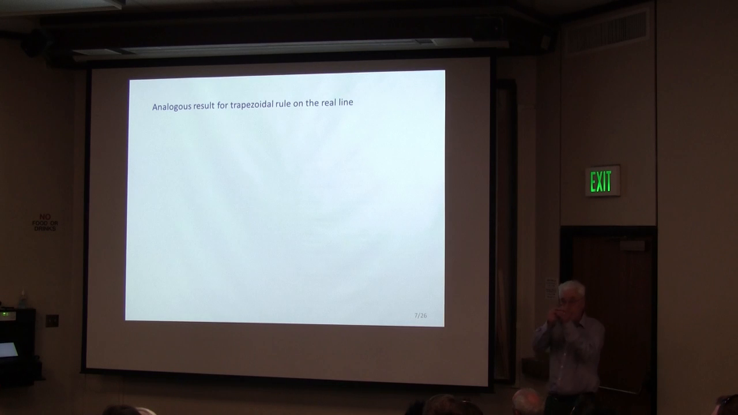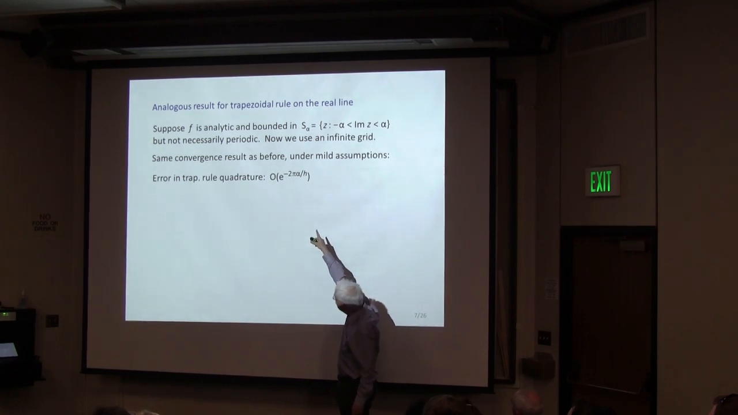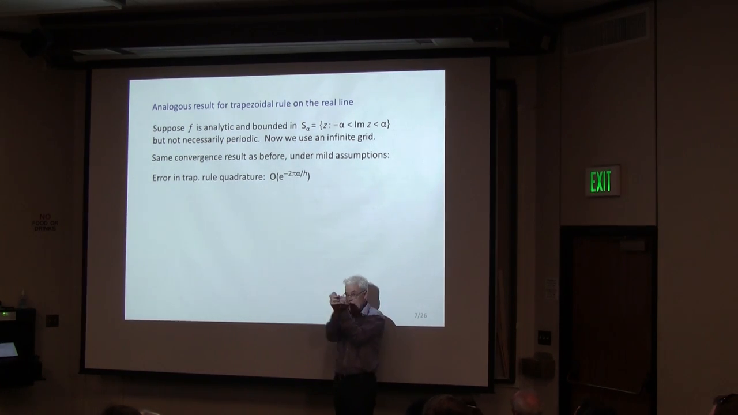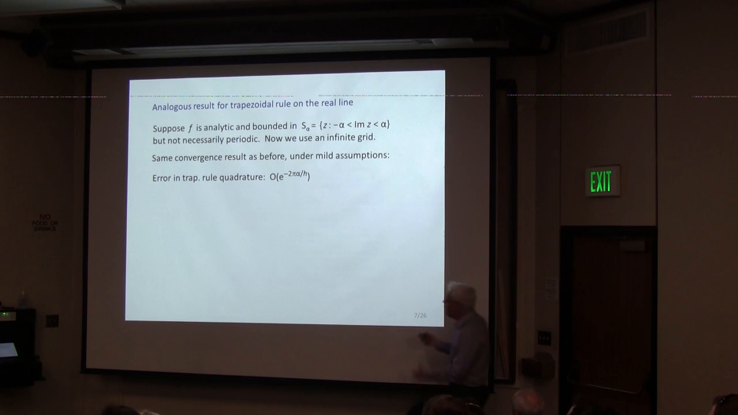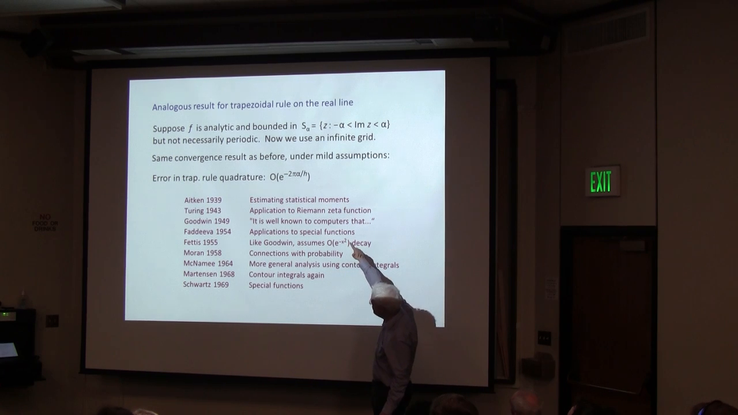There's an analogous result on the infinite real line as opposed to periodic. Same thing essentially. The error is now e to the minus 2 pi times the half width of the strip of analyticity divided by the grid size. We're now formally speaking of an infinite sum, a trapezoidal rule with an infinite number of sample points. It's very unclear who first noticed this. Turing certainly used it, but Aitken more or less used it also.